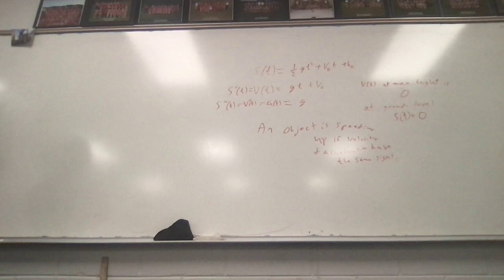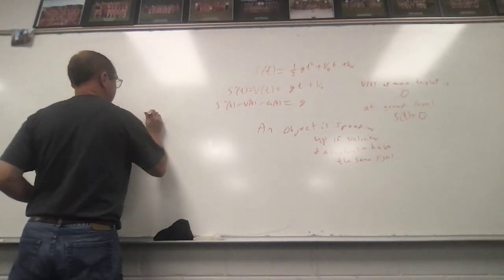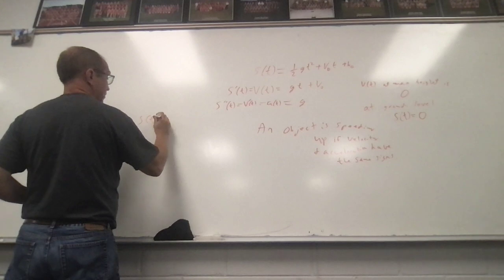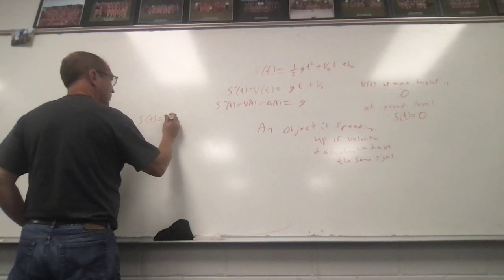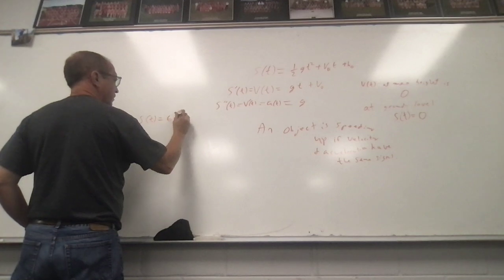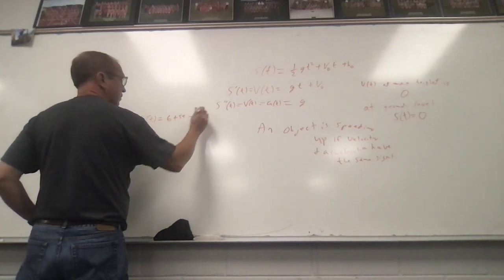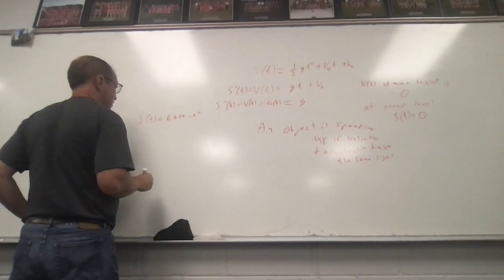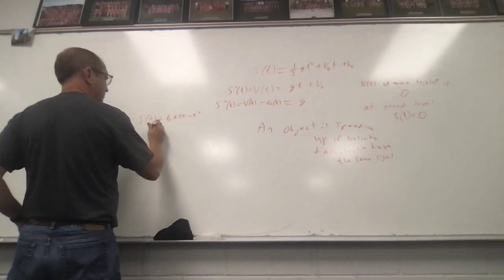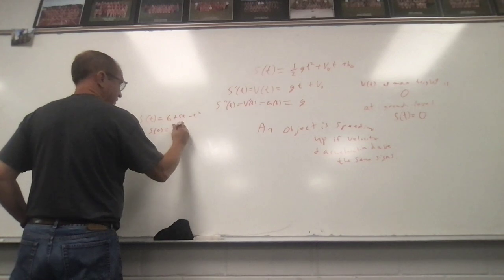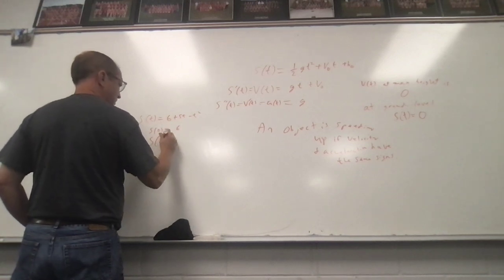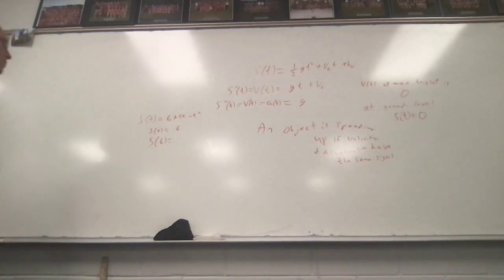Well, what is the position of this object at time 0? 6. All right, what was the S of t equation here? 6 plus 5t minus t squared. Okay. So, what is S of 0? 6. All right, what is S of 6? 12. Be careful. Hold up.